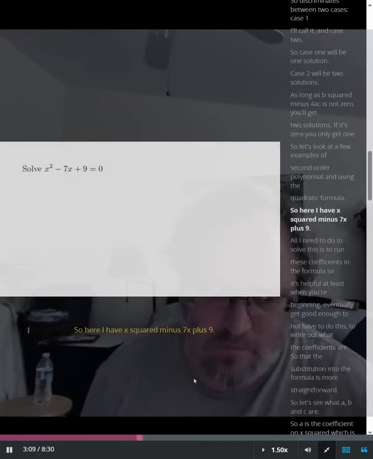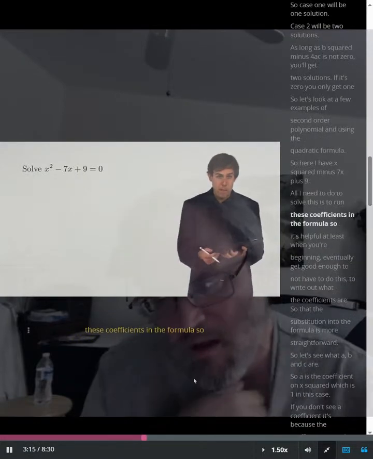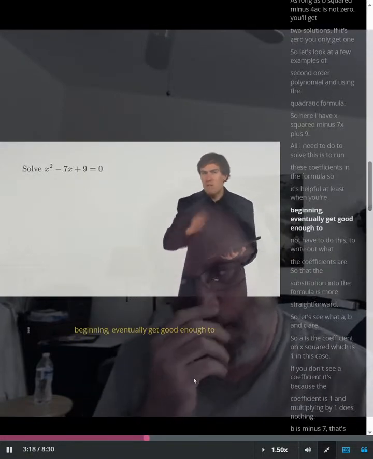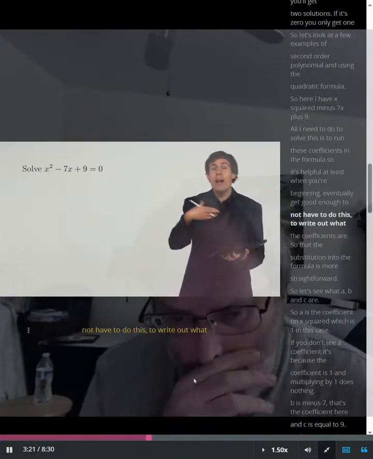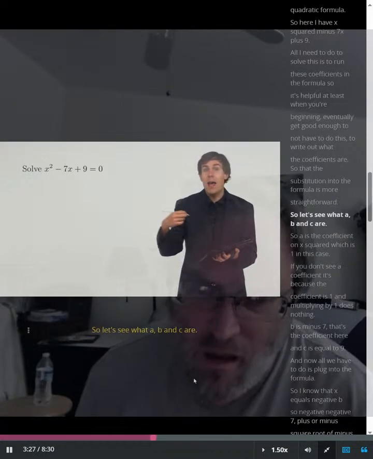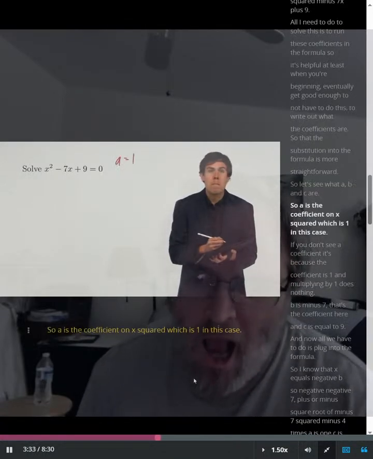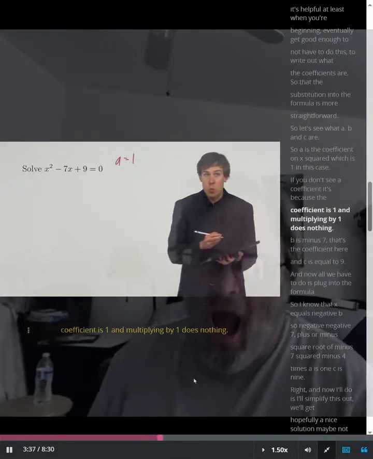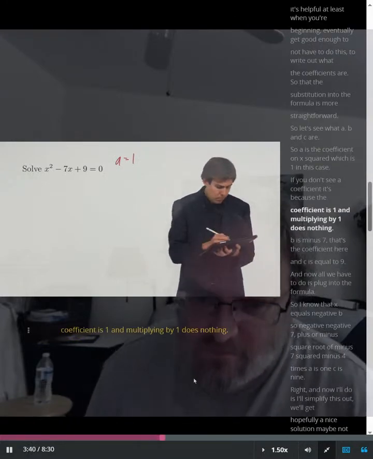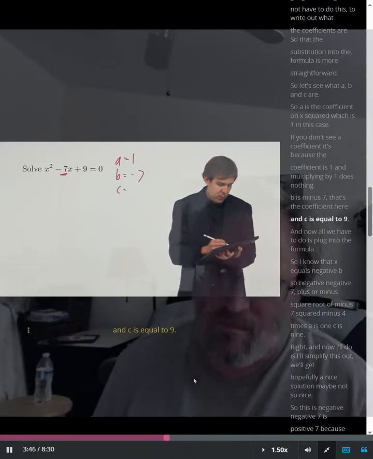So here I have x squared minus 7x plus 9. All I need to do to solve this is to run these coefficients in the formula. It's helpful, at least when you're beginning, eventually you get good enough to not have to do this, to write out what the coefficients are so that the substitution into the formula is more straightforward. So let's see what a, b, and c are. a is the coefficient on x squared, which is 1 in this case. If you don't see a coefficient, it's because the coefficient is 1, and multiplying by 1 does nothing. b is minus 7, that's the coefficient here, and c is equal to 9.